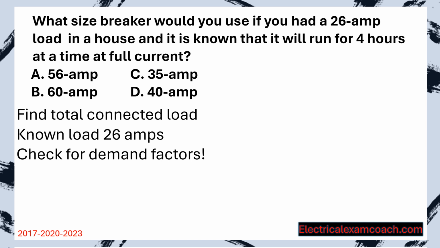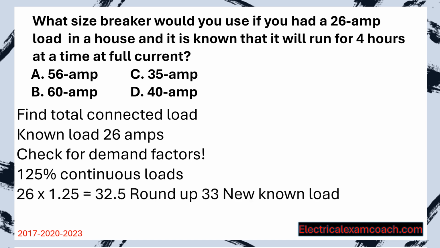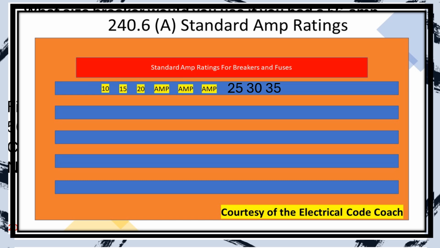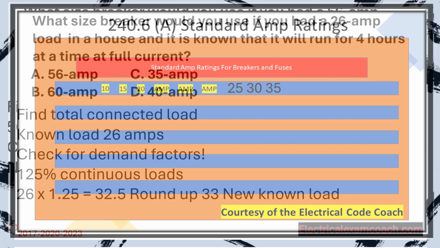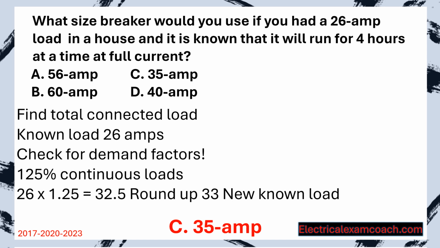Any load that's expected to run for 3 or more hours at its full current must have that 125% continuous load multiplier. So we take our known load multiplied by 1.25. That gives us a new known load of 32.5. In that case, we would round up to 33, and that's our new known load. Then we head to table 240.6(A), and we choose the next size up. In this case, it's going to be a 35 amp breaker. Great job.